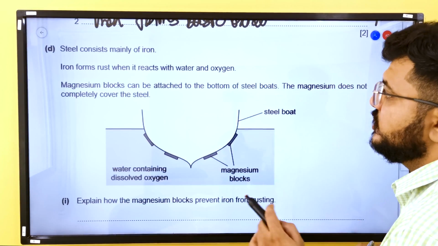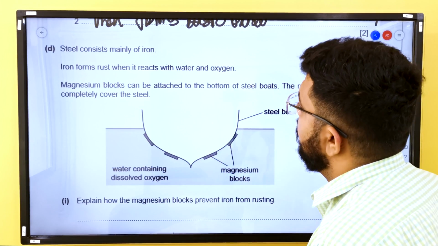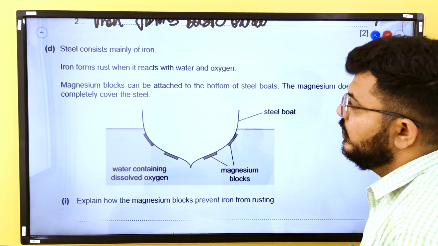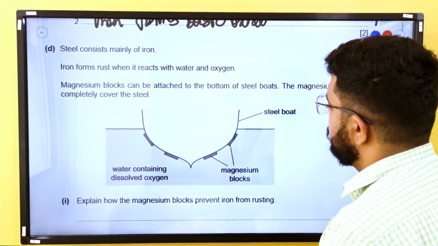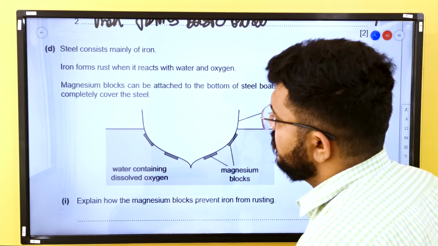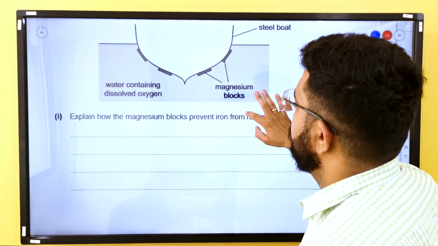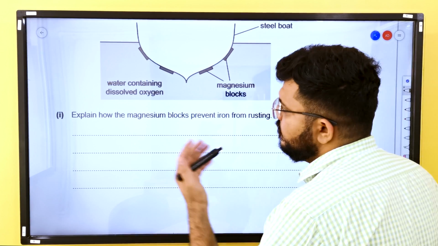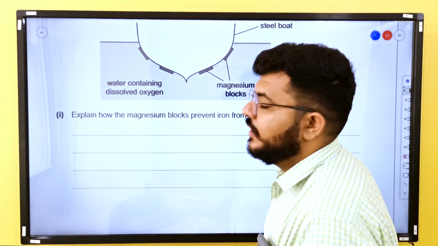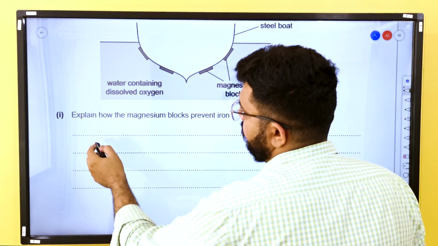Steel consists mainly of iron. Iron forms rust when it reacts with water and oxygen. Magnesium blocks can be attached to the bottom of steel boats. The magnesium does not completely cover the steel. Explain how magnesium blocks prevent iron from rusting. Simply, magnesium is more reactive than iron, so it will oxidize itself before iron.